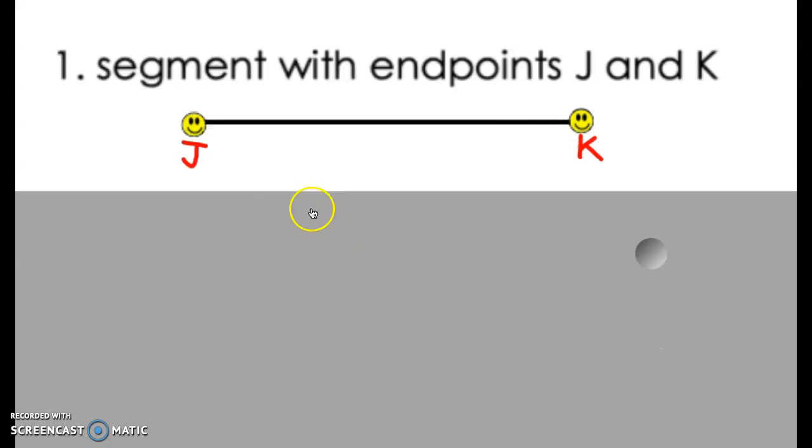So here I have drawn a segment with two endpoints, J and K. Mine went horizontally. You can make yours vertical. It can go diagonal on a slant, but you need to have two endpoints, J and K.